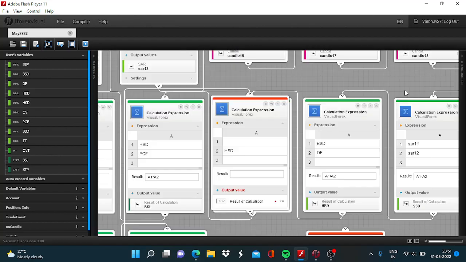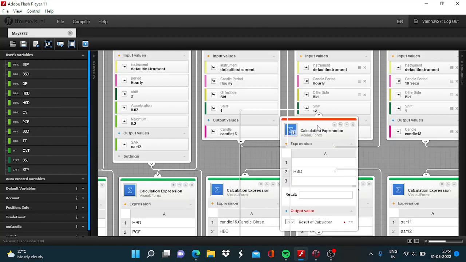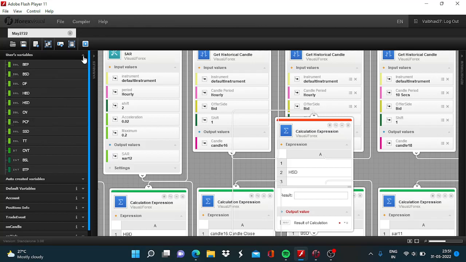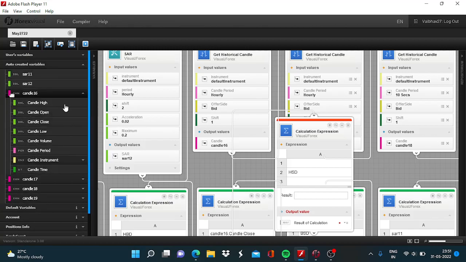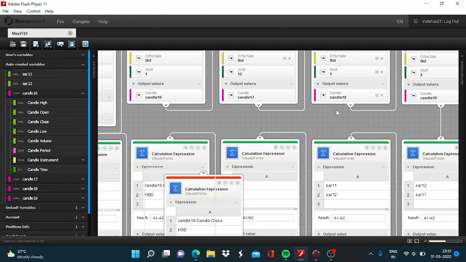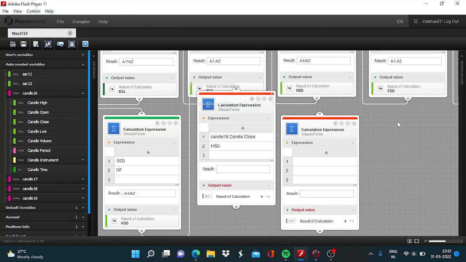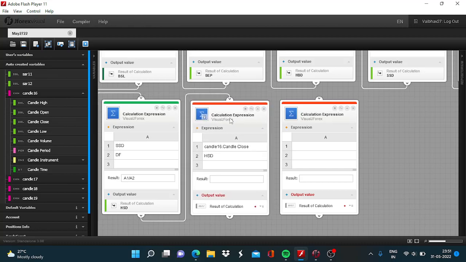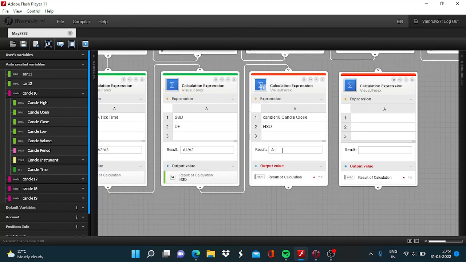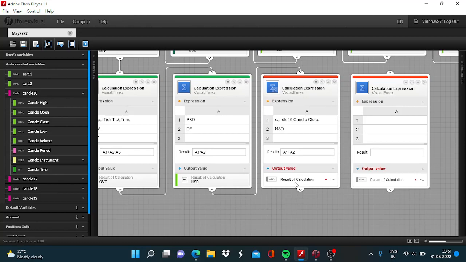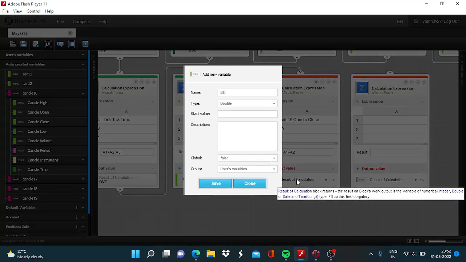So for that I have to take the closing value of candle 16, candle close, and this will be a1 plus a2, and this will be the sell execution price.